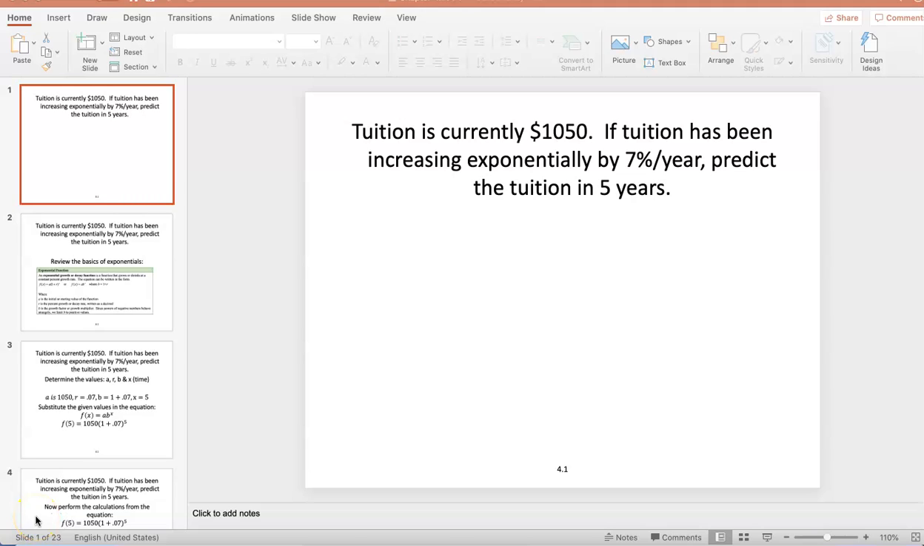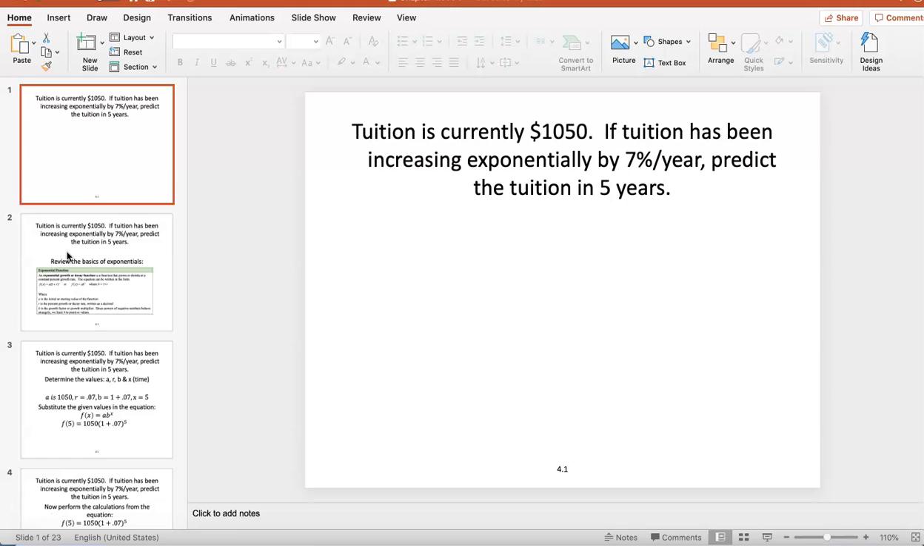Okay, this is chapter 6 and chapter 4, on exponentials. And let's kind of start into it. Sometimes this first section is the most difficult section, but it may be a section you want to come back to as you work through the chapter. Tuition is currently $1,050. If tuition has been increasing exponentially by 7% per year, predict the tuition in 5 years.